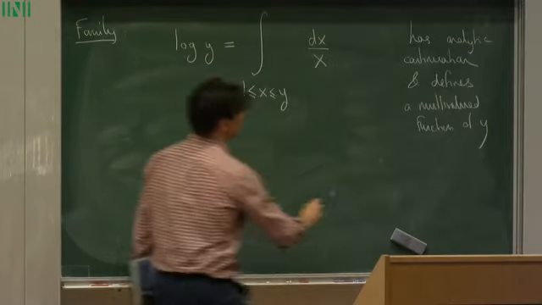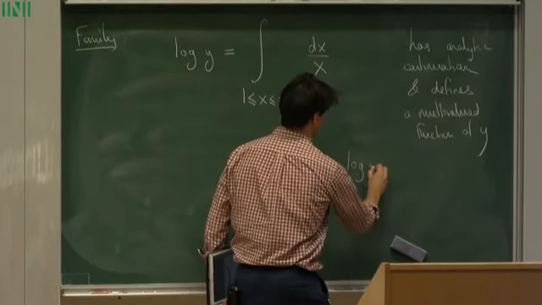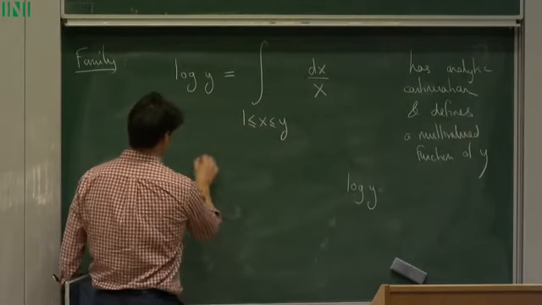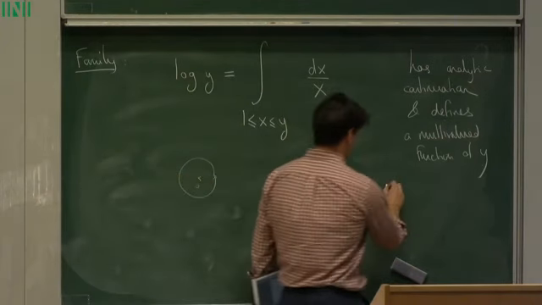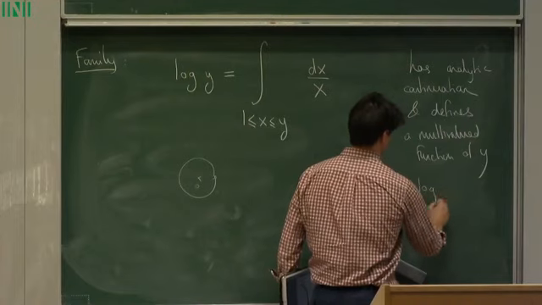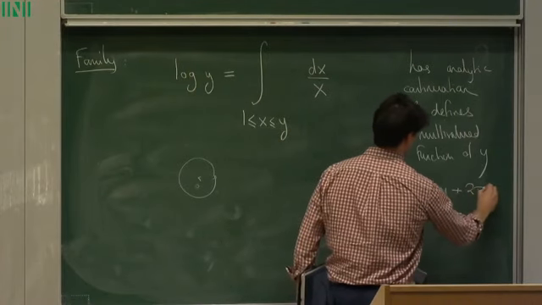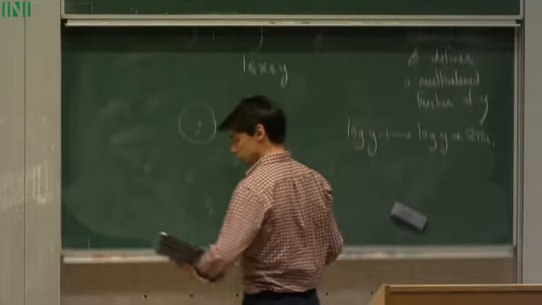So this multi-valuedness is of course known to everybody. If y winds around the origin, then log y gets modified by 2 pi i. Okay.